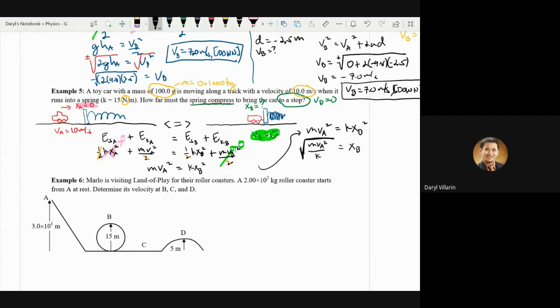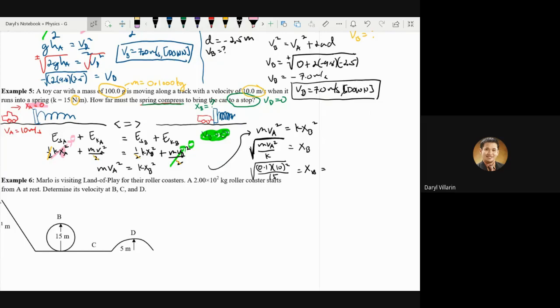So I'm going to substitute that: 0.1 multiplied by 10 squared divided by 15, then taking the square root. Maybe you can check if you get the same thing. The answer is 0.82 meters. So the spring must be displaced by that value. It's kind of straightforward if you use the energy equation.